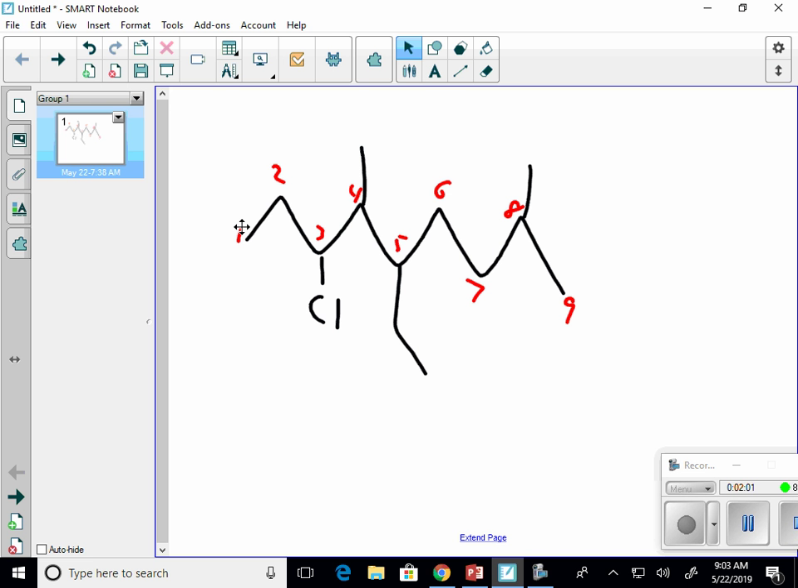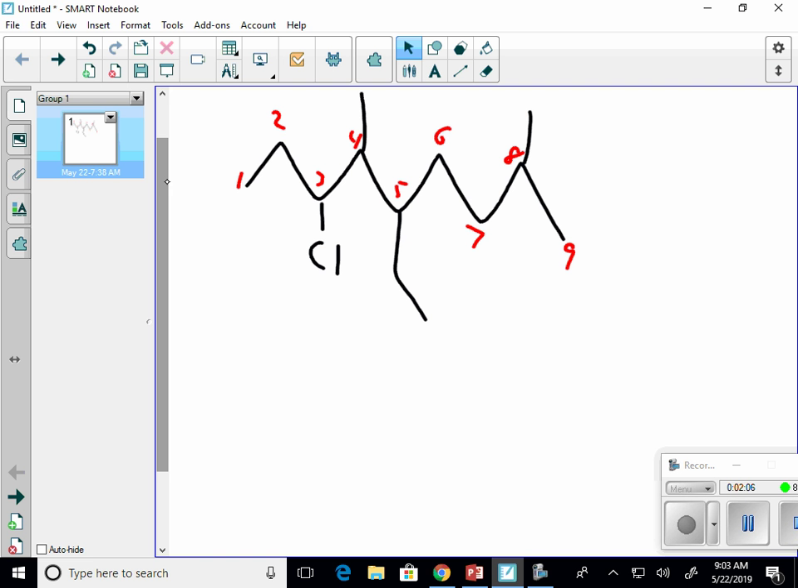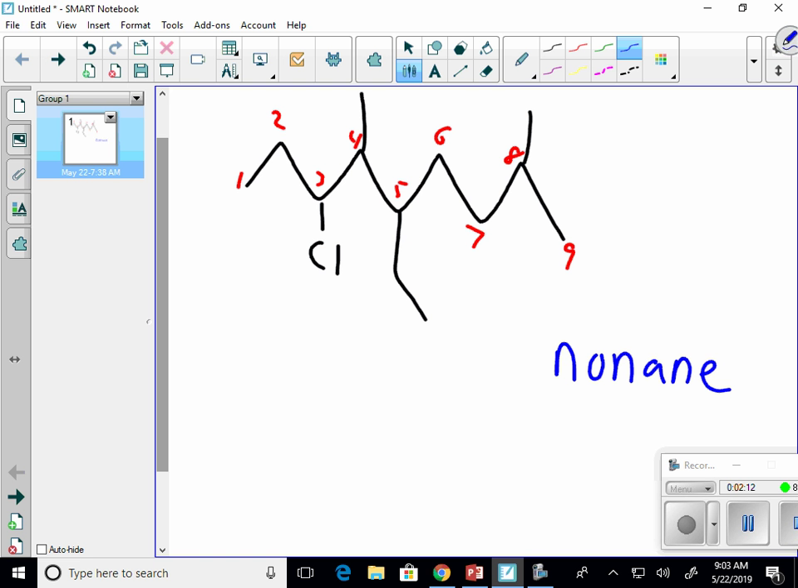If I were to name this, that means I already know a 9 carbon chain is going to be called a nonane. Non is the prefix for 9. Ane, because it's an alkane. It's all single bonded.